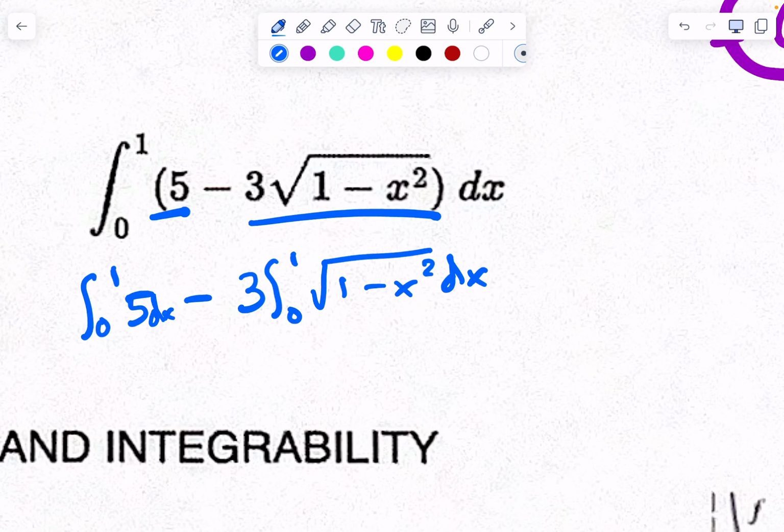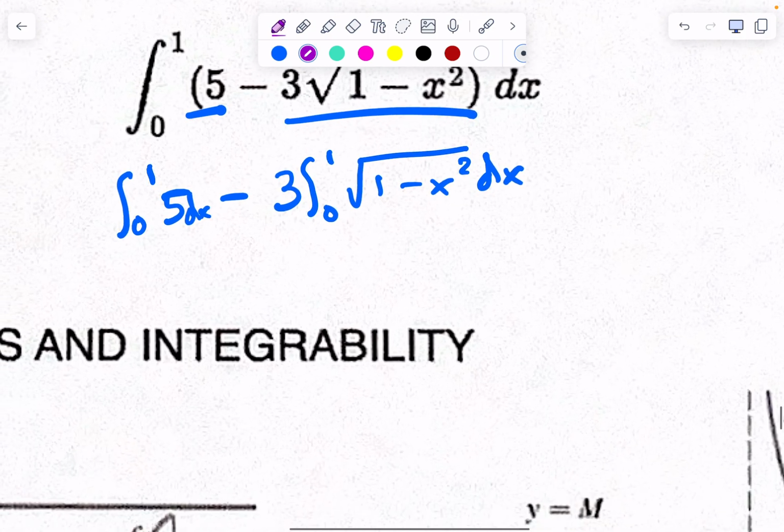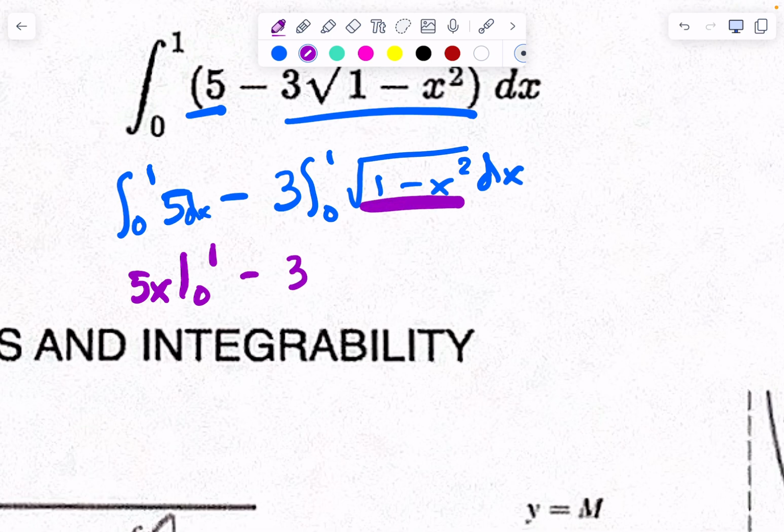Okay. All right, let's do this. Antiderivative. What's the antiderivative of 5? 5x going from 0 to 1 minus 3. And do you know what the antiderivative of the square root of 1 minus x squared plugging in 0 and 1 is? Pi over 4. That was the one that we did.